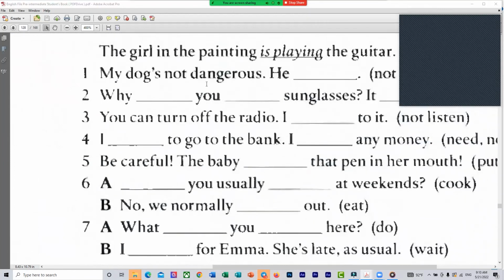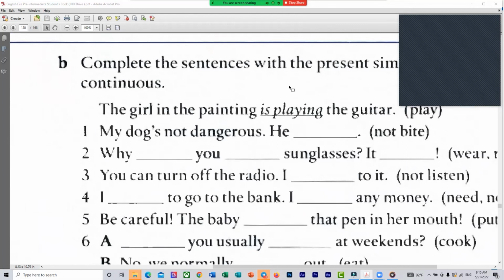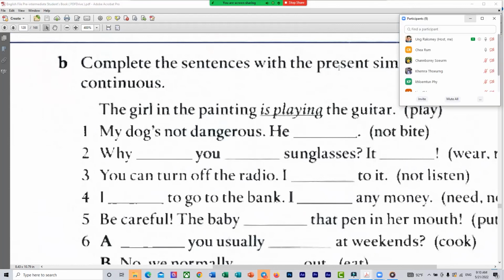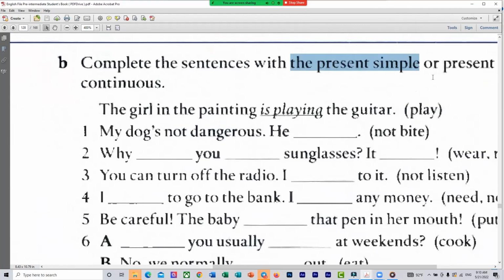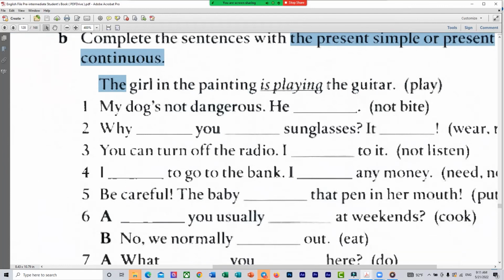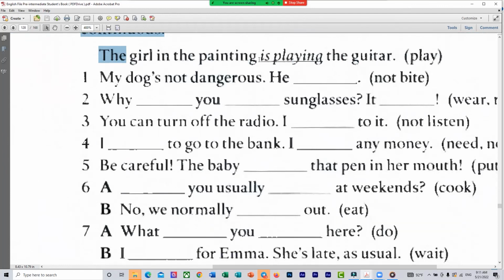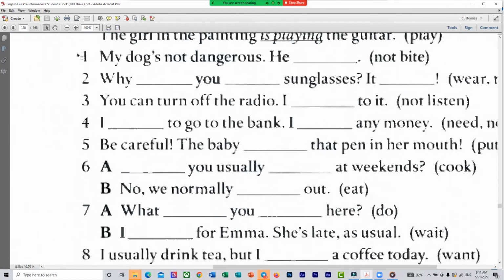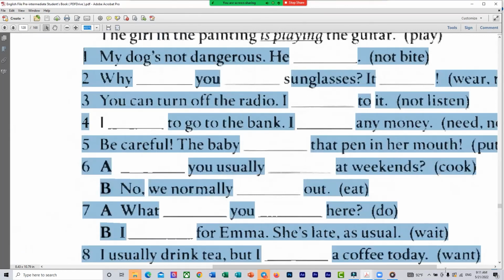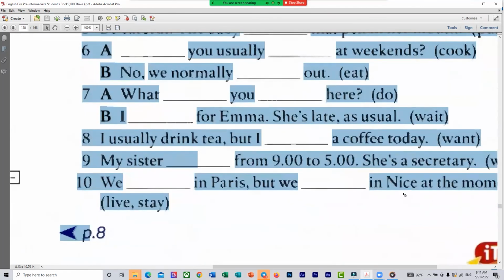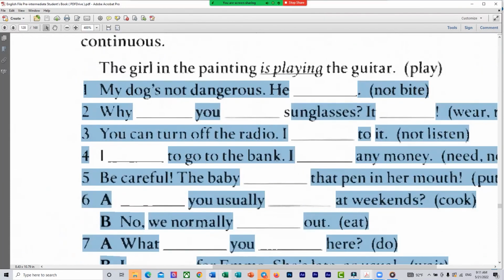Now we move to another part regarding the present simple or the present continuous. Which one do you choose? The girl in the painting is playing the guitar. Okay, so this is one example. Now let's do it, number 1 to number 10. All right. Choose one.